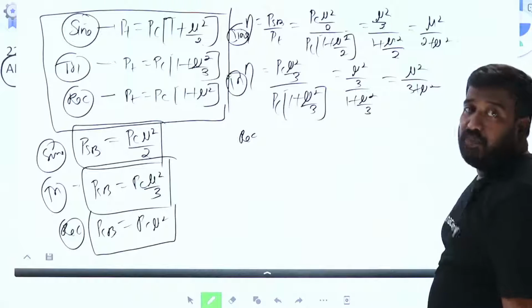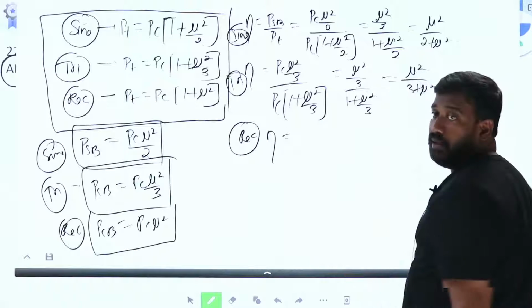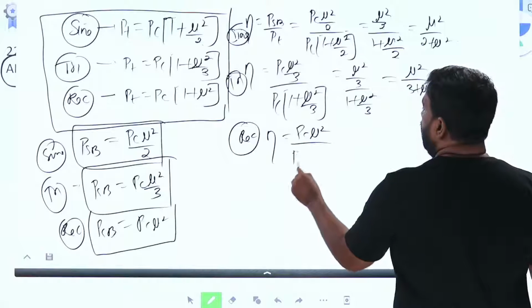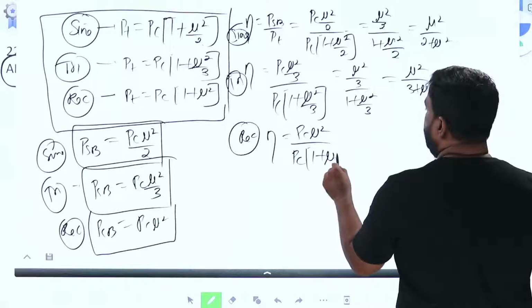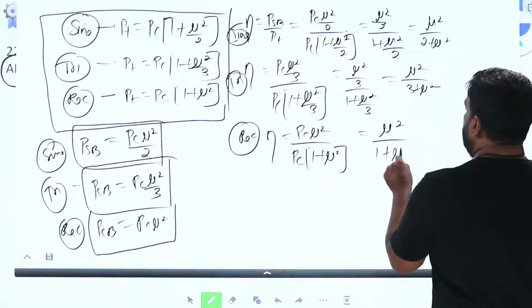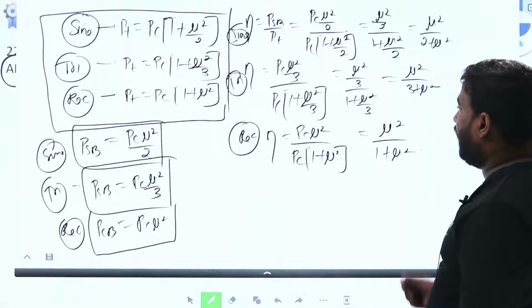For rectangular input, modulation efficiency eta is sideband power Pc into mu square, total power Pc into 1 plus mu square. Solving this, you get mu square by 1 plus mu square. This is for rectangular input.